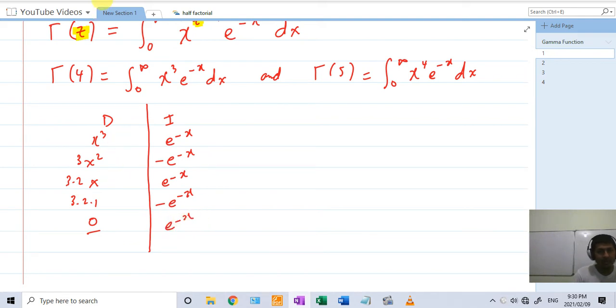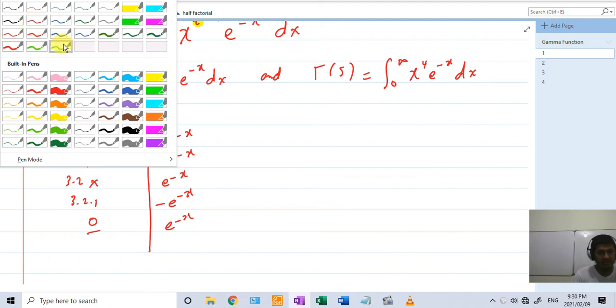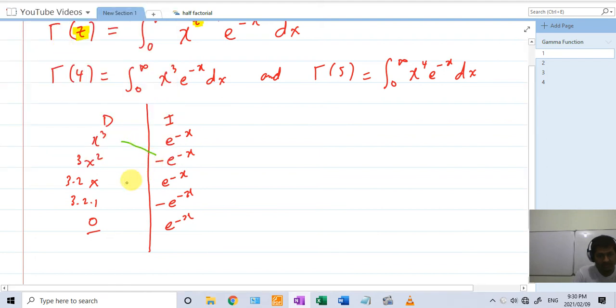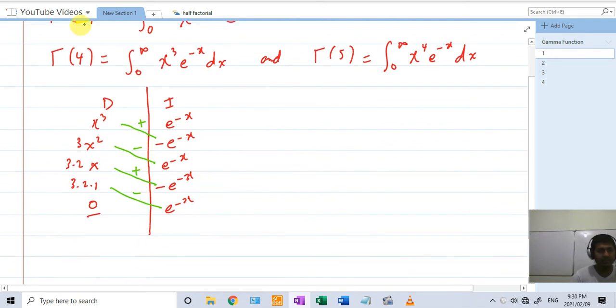Now how it works is that you just multiply across, this times this, this times this, this times this, and this times this. Make sure you have a 0, because it's a polynomial, we can integrate continuously until we arrive at 0. So positive, negative, positive, negative. Start with the positive and negatives. So this is just a cheat for integration by parts. So what you can say is that gamma 4 is equal to this times this plus this times this plus this times this plus this times this.